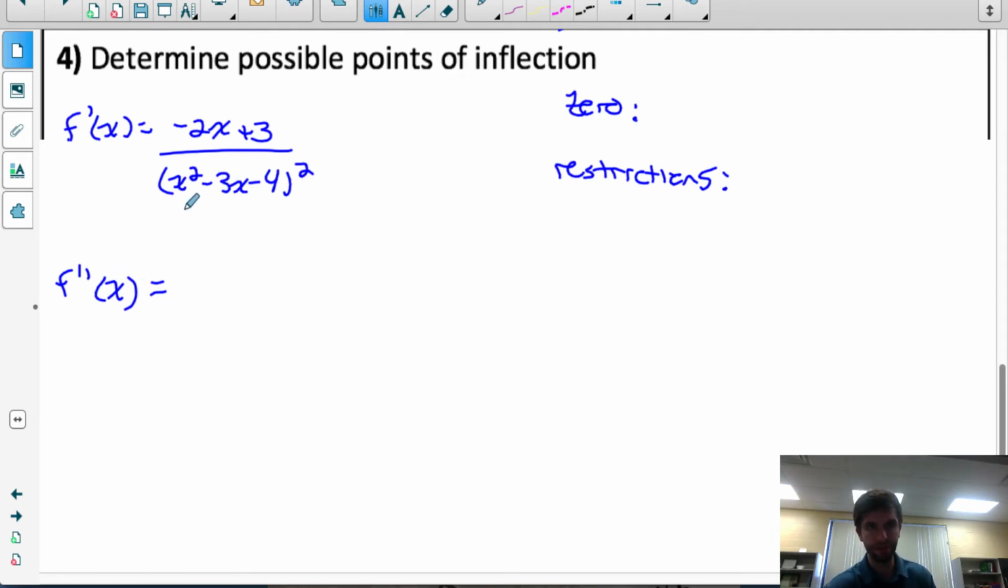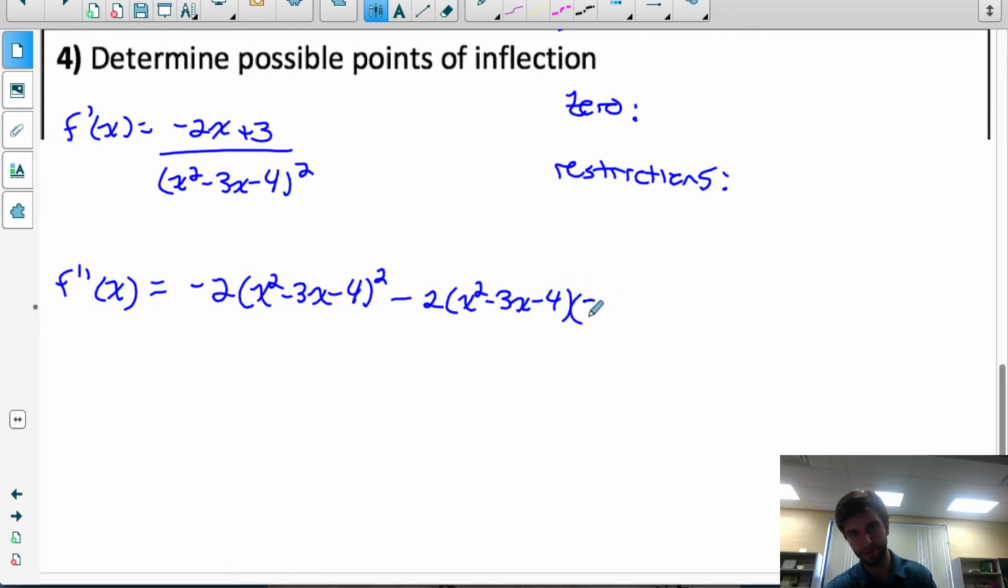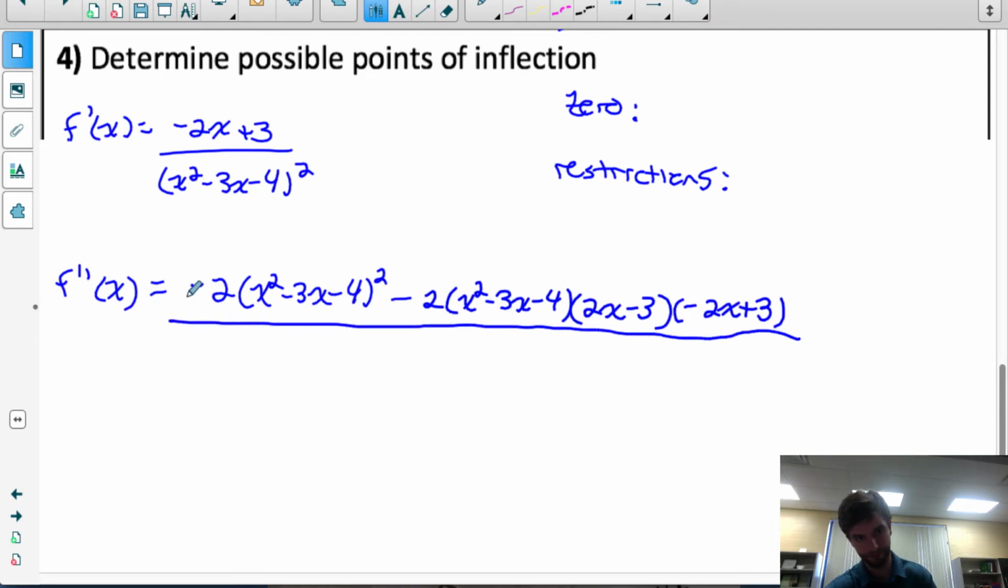And if that intimidates you, make sure you go back and watch the videos reviewing those rules. So quotient rule: derivative of numerator, which is negative 2, times the denominator, minus the derivative of the denominator, which I need chain rule for, derivative of outside function with respect to the inside function, times derivative of the inside function, times the numerator, all over the denominator squared, right? That's what quotient rule tells me to do. So x squared minus 3x minus 4 squared, squared. That means to the 4.